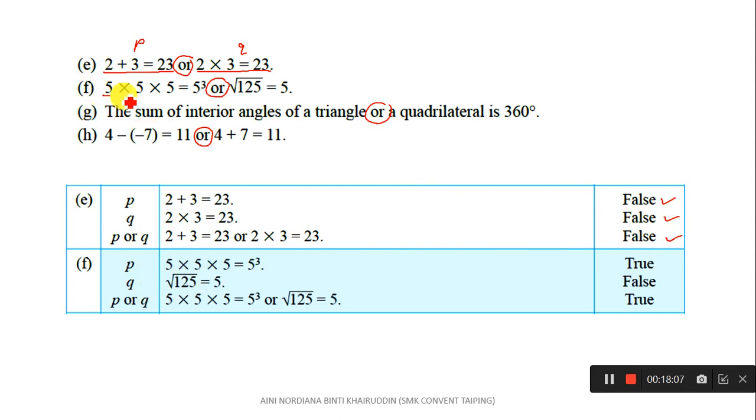Okay, this is the first statement. The first statement is true. The second statement is false. Why false? Because the square root of 25 is actually 5 and negative 5. So this is a false statement. So when we use the word or here, it becomes true, because with or, only one needs to be true, then the compound statement will be a true statement.